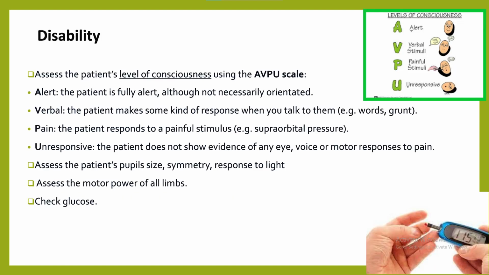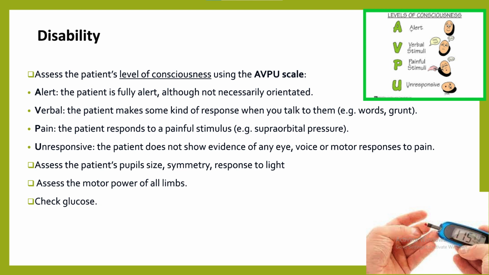Disability. Assess the patient's level of consciousness using the AVPU scale. Alert: the patient is fully alert, although not necessarily orientated. Verbal: the patient makes some kind of response when you talk to them, for example, words or grunts. Pain: the patient responds to a painful stimulus, for example, supraorbital pressure. Unresponsive: the patient does not show evidence of any eye, voice, or motor responses to pain.